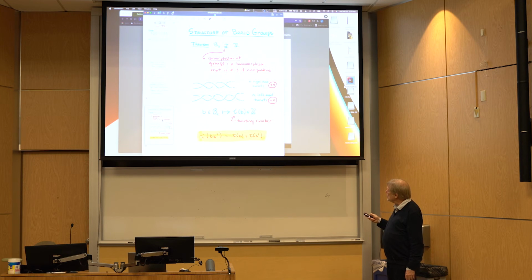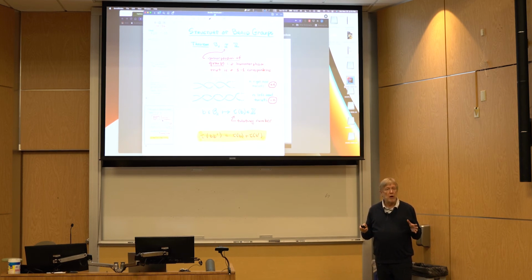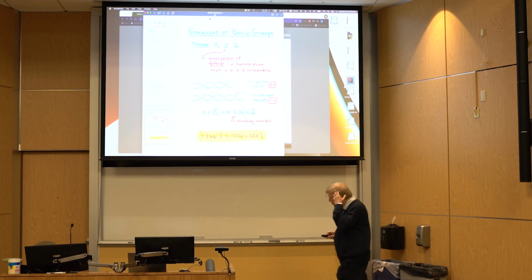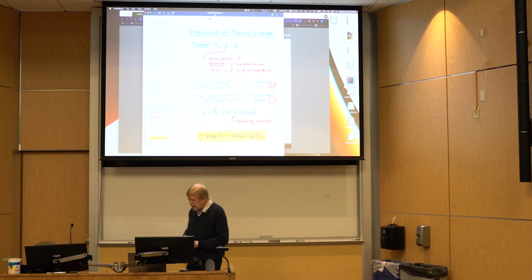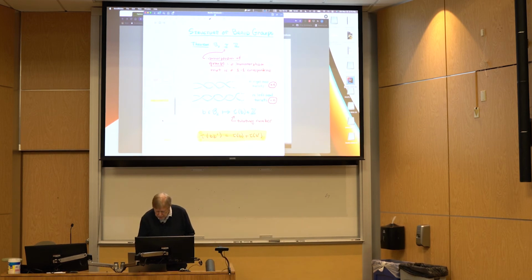And it's very easy to see just by drawing pictures that this also is a homomorphism. That the twisting number of braid B times braid B prime is the sum of the 2 twisting numbers. So we have a homomorphism from the braid group on 2 strands to the integers, and that's actually what's called an isomorphism. It's a homomorphism that is a 1-to-1 correspondence between the 2 sets. So that's one fact. The braid group on 2 strands is an infinite cyclic group.